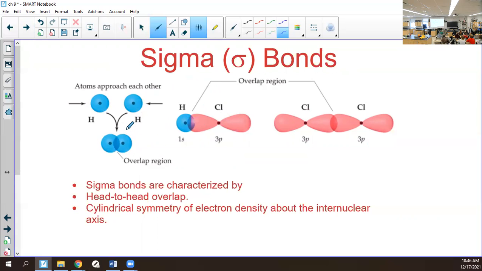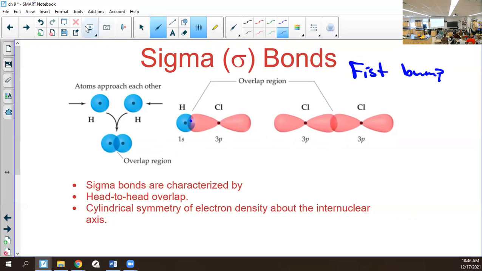Sigma bonds are characterized by head-to-head overlap. So you would have your S and your S, they would just overlap. And S's never have pi, so that is kind of correct for what Corbin was saying. Then an S and a P, a sigma bond would be the overlap here. They'd share their electrons. It's head to head. I like to call this a fist bump. You okay with that? Like a fist bump.